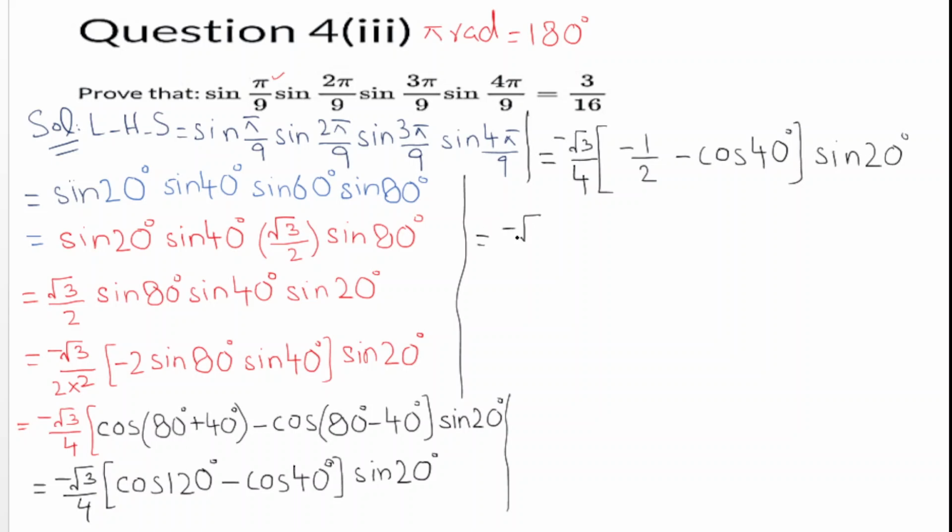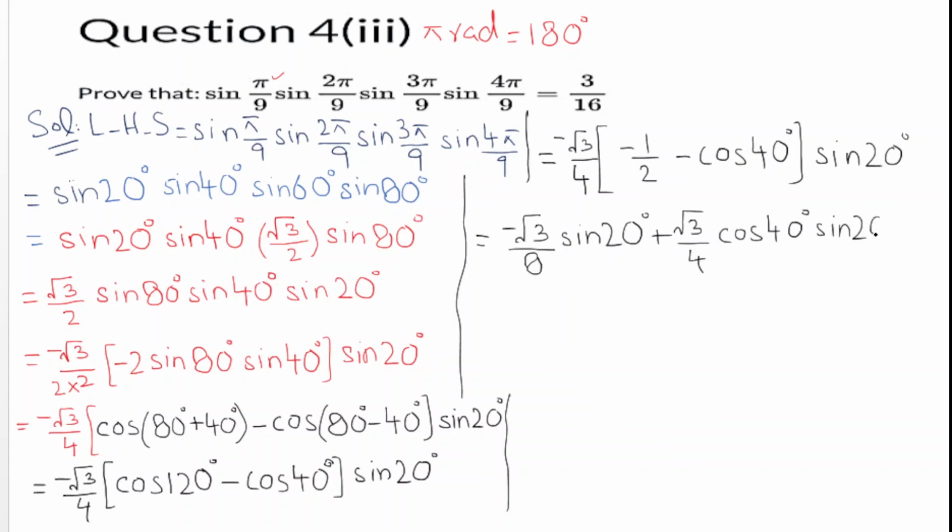So my dear students, now we'll just multiply square root 3 by 4, negative square root 3 by 4, and sine 20 to 1 by 1. So that will be square root 3 by 8 here. Okay, and then sine 20 will come like this. Then after, what we need to do, that will be positive. Okay, square root 3 by 4. First of all I will write cos 40, and then I will write sine 20. So I hope you understand.